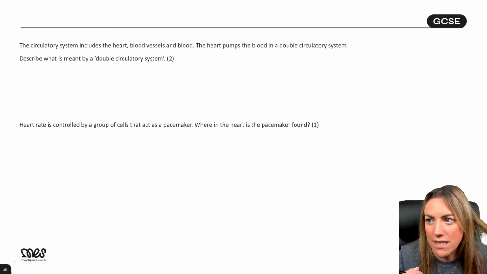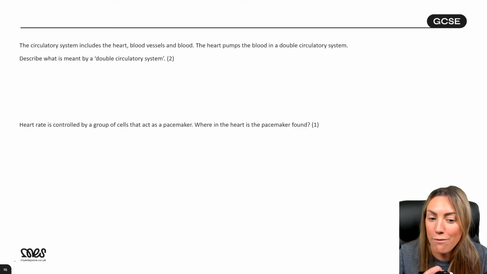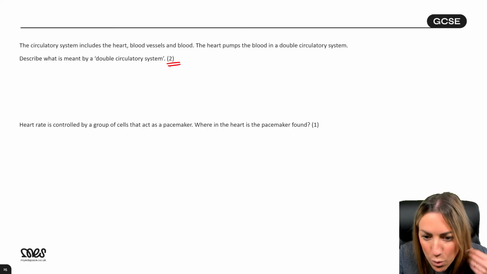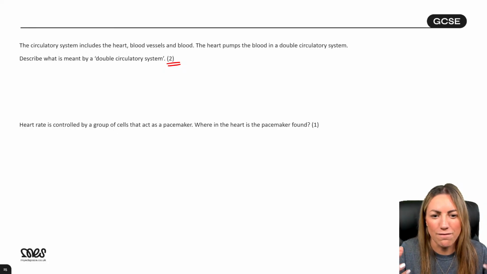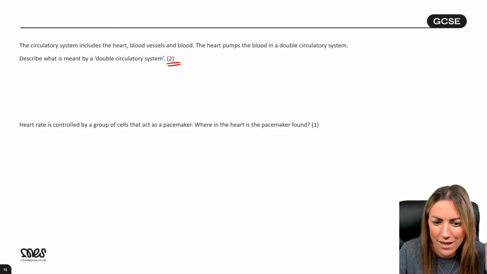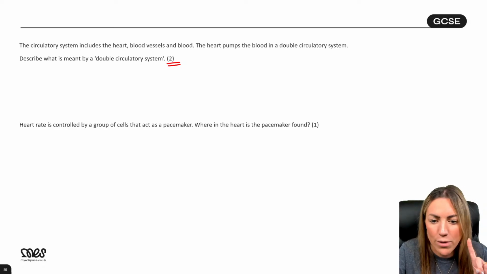The circulatory system includes the heart, blood vessels, and blood. We're going to do a question on the blood in a second, because I think that might come up. That's not been on for ages. The heart pumps the blood in a double circulatory system. What is meant by double circulatory system? Guys, most students only get 1 mark for this question, and it's worth 2. Can we get 2 marks? Okay, so most students say the blood flows through the heart twice for each circuit. They would only give you 1 for that.